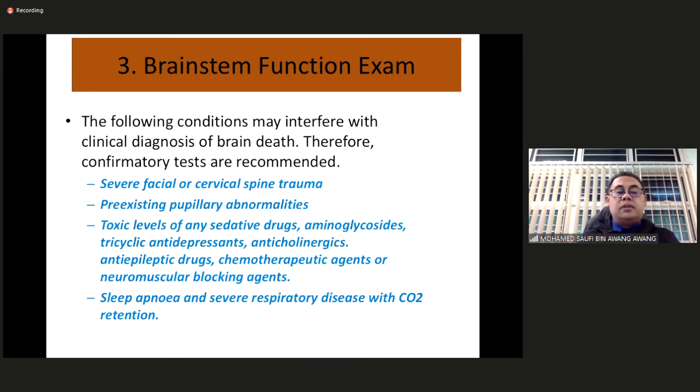pupillary abnormalities. Certain toxic sedative drugs, antidepressants, all those stated there. These are medications which can mimic a patient who looks brain dead, but it's actually a reversible condition. The last one is apnea or severe respiratory disease with PCO2 retention. All these situations may not allow you to fulfill the clinical examination or clinical criteria to confirm brain death. Therefore you need to have a confirmatory test.